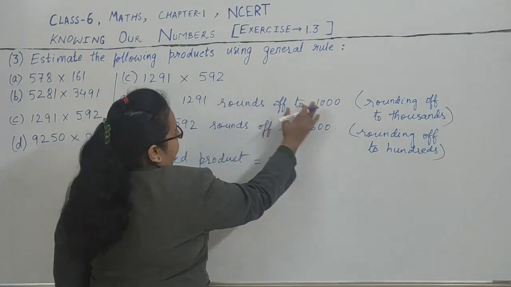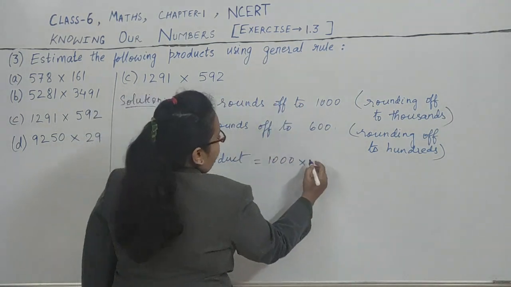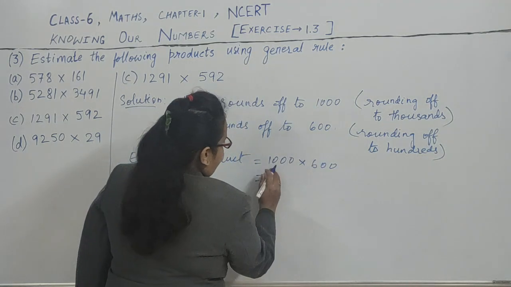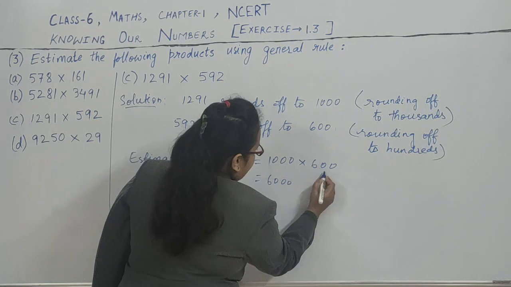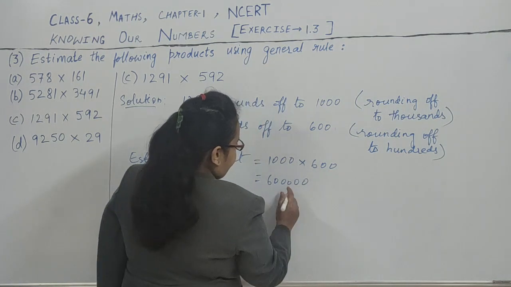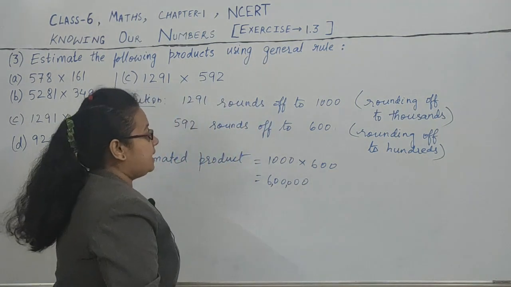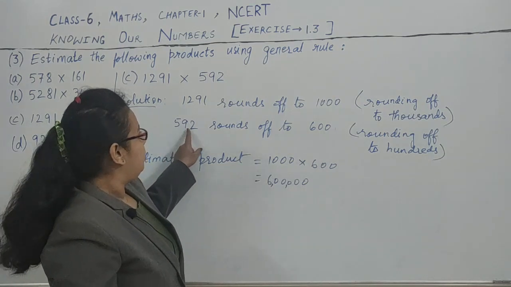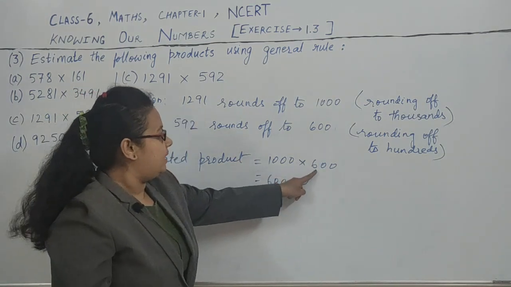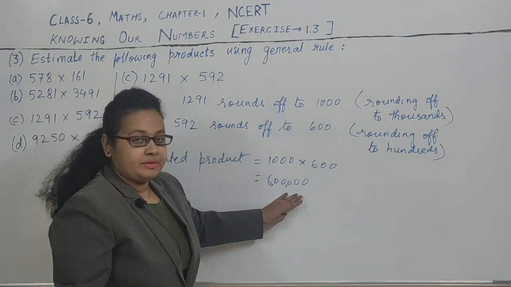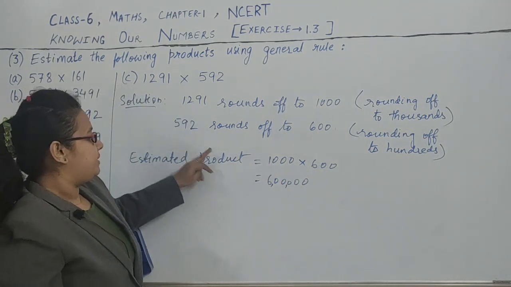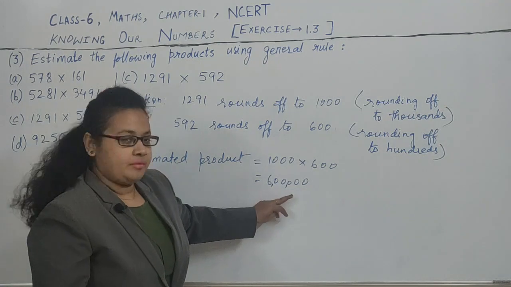See, this is rounded off to this. So this is rounded off to this. So what will be that? 1 into 6 is 6. And how many zeros? 3 zeros here and 2 zeros here. So this is 6 lakh. What did we do? We multiplied the rounded off numbers. So very quickly we got the answer. The estimated product of these two numbers is 6 lakh. Okay. Understood?